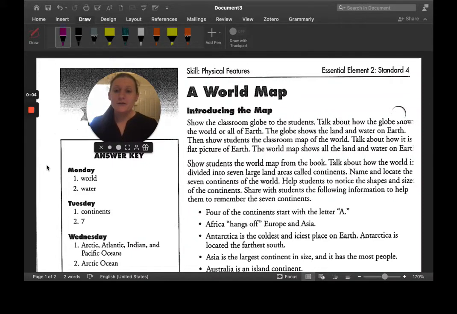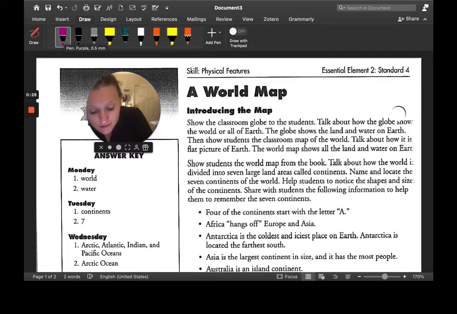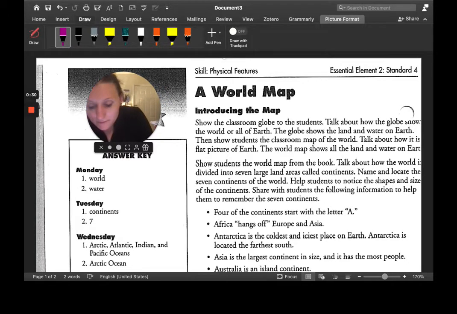Today for our social studies lesson, we are going to be looking at a world map, and the skill that we are going to be specifically working on is physical features that we find on maps. So the first thing we're going to do in our lesson today is look at a classroom globe. So let's underline that here.